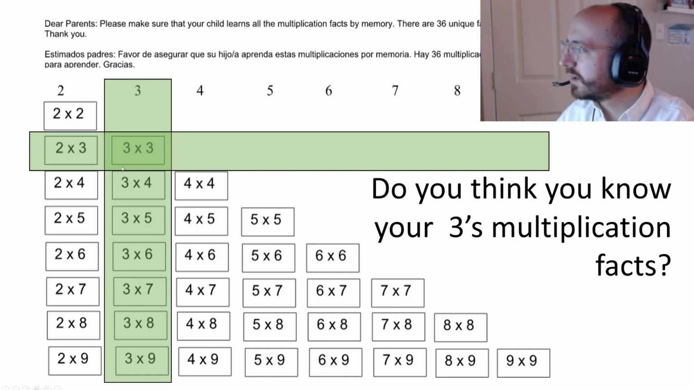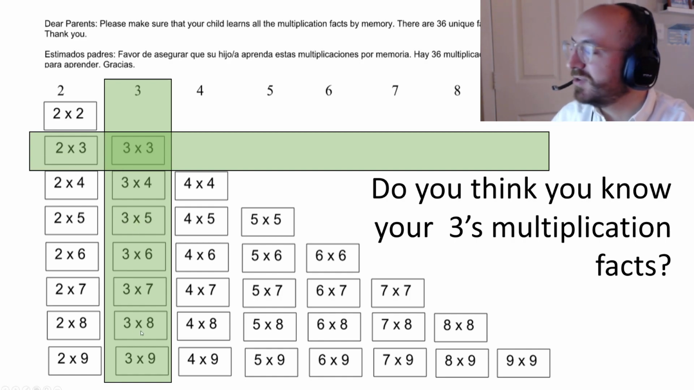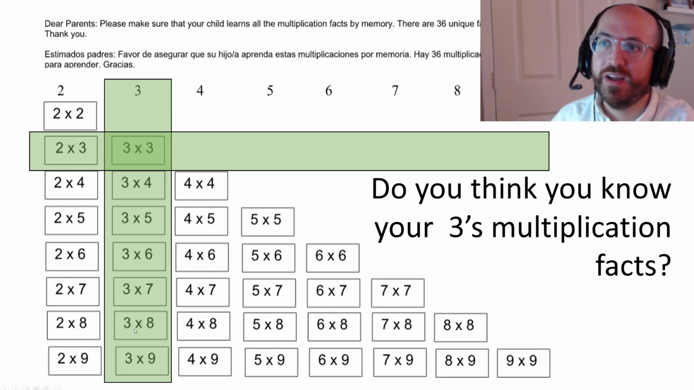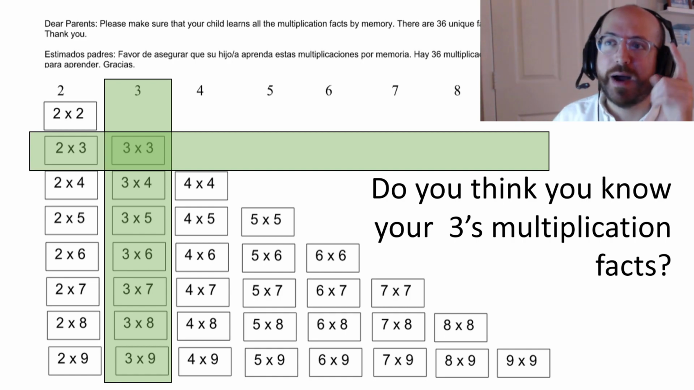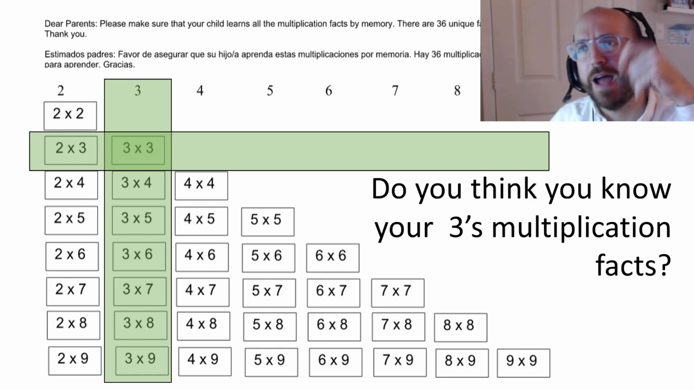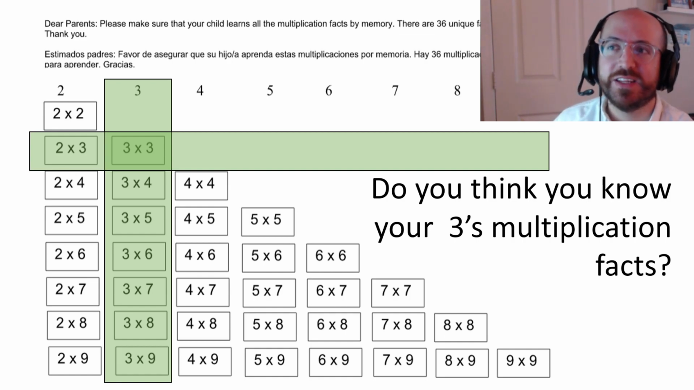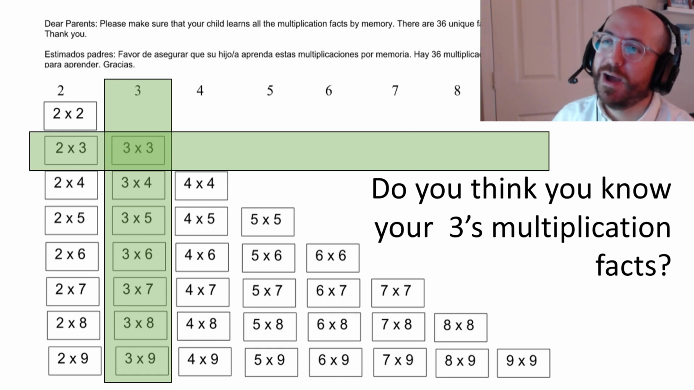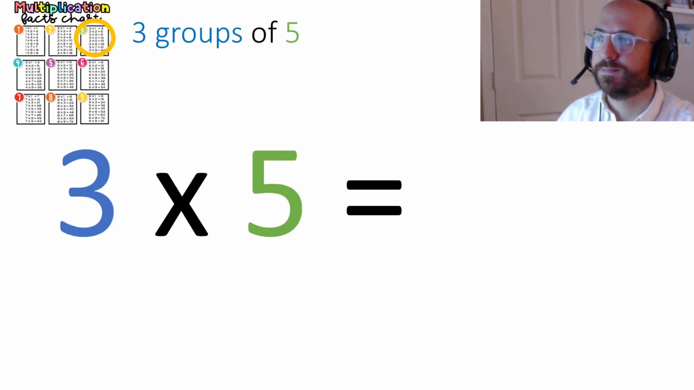I bet the 5 and the 2 you were good at, but did you know 3 times 8 is 24? Did you know that like you know your mama's face? Or like you know if I showed you a picture of a fruit, you could say apple, banana, 3 times 7, 21. I think some of these you should make a flashcard for. But let's talk about strategies and how you can know why that is the answer.